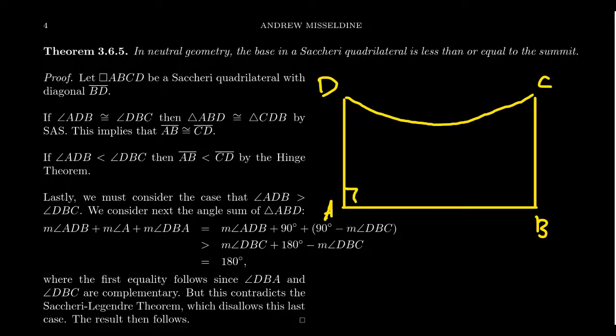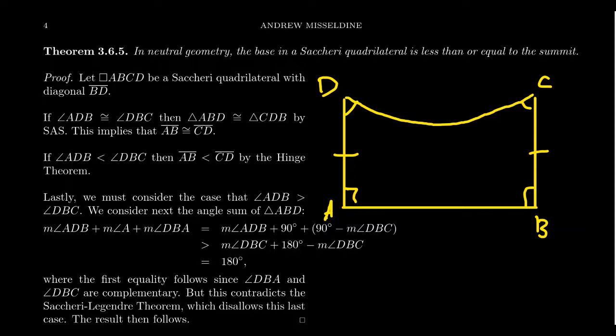If you look at that, it would appear that the summit is longer than the base, for which they could in fact be equal to each other. Like if this was a rectangle, opposite sides are congruent to each other, but it could be that the summit is actually longer than the base. And this is something we can prove in neutral geometry.